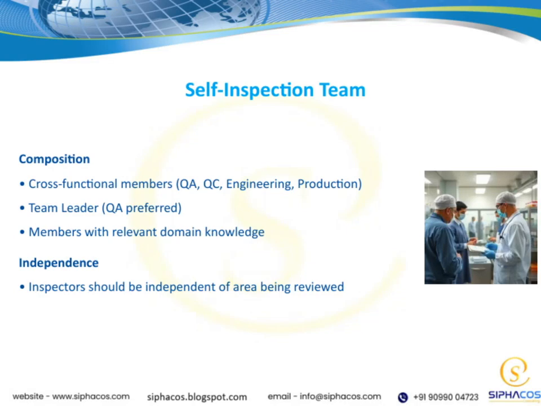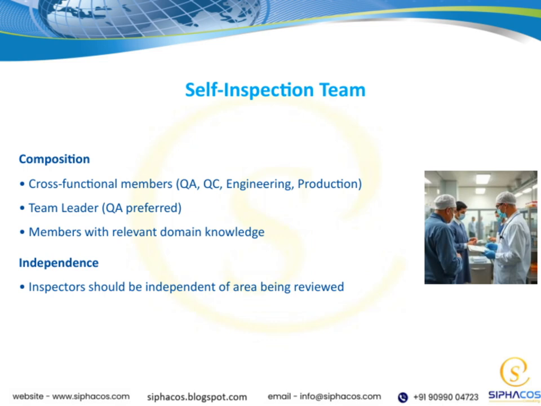Let's talk about the self-inspection team. The first key point is the composition. It's important to have a cross-functional group, including members from QA, QC, engineering, and production. This diversity ensures we get a well-rounded perspective during inspections. We also want to appoint a team leader, preferably from QA, since their expertise helps guide the process effectively.